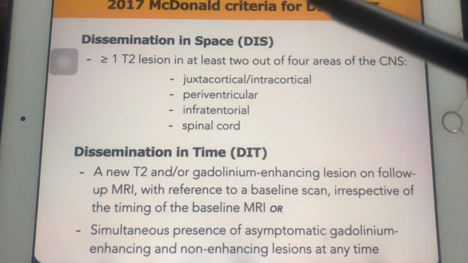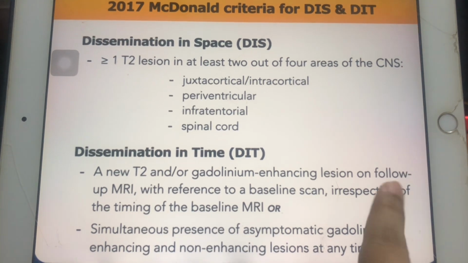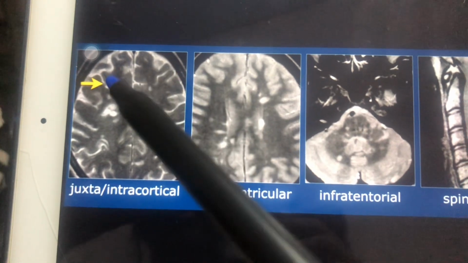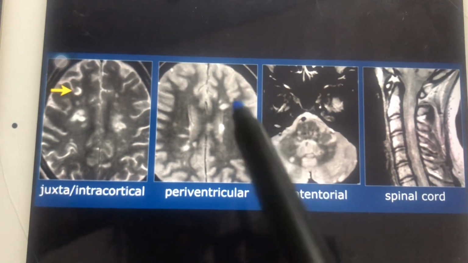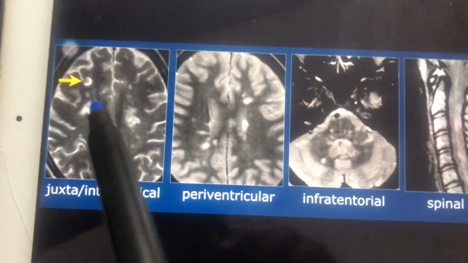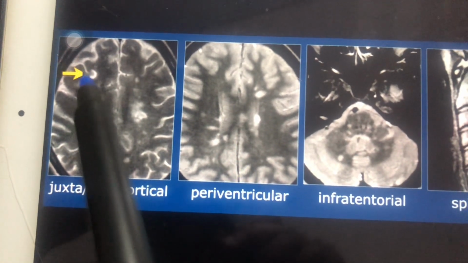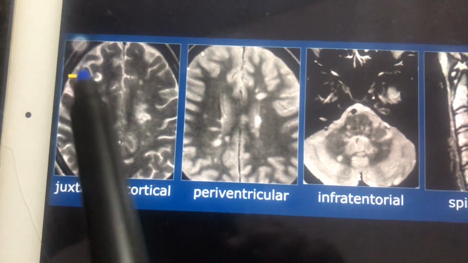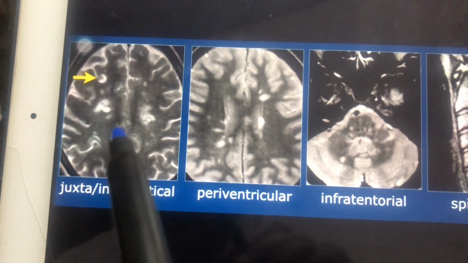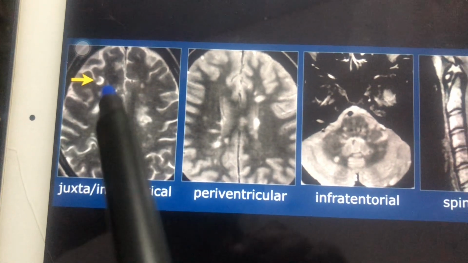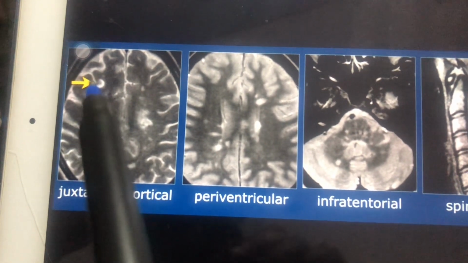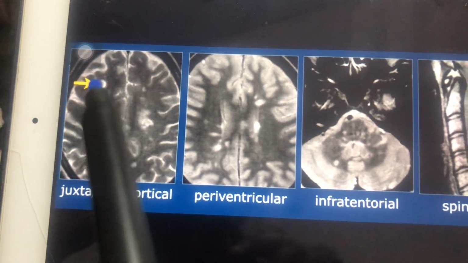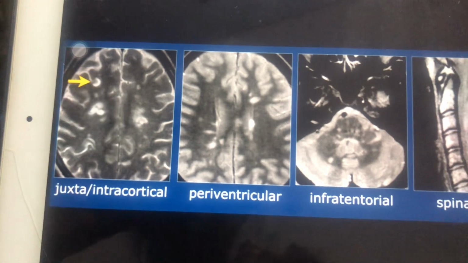Now let's look at what these areas or locations actually look like. This is juxtacortical. Here this is a T2 sequence. All of these I believe are T2 sequences. Here this is the cortex. In a T2 sequence, the white matter is going to look dark and the gray matter is going to look bright. So in the periphery of the brain you have the gray matter, and here this is the white matter. These white lesions are well opposed to the cortex of the brain, so they are called juxtacortical lesions, and some of them can be intracortical also, although these are juxtacortical lesions that we're seeing here.